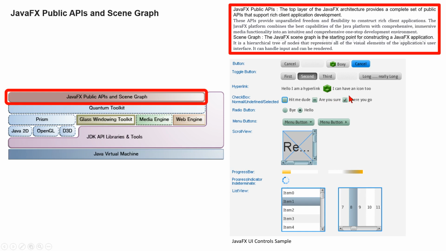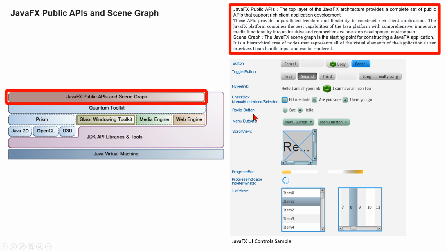I have an icon too. Fourth row presents three checkboxes. Left checkbox is not selected and has the caption, "Hit me, dude." The center checkbox is the undefined state and has the caption, "Are you sure?" The right checkbox is the selected state and has the caption, "There you go."